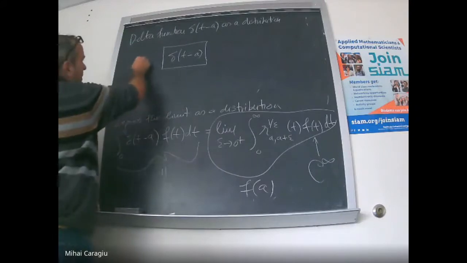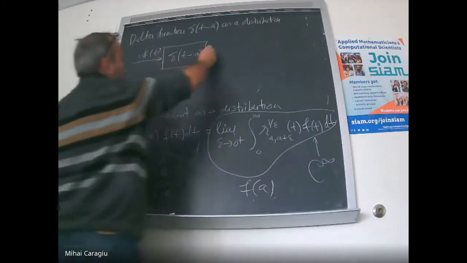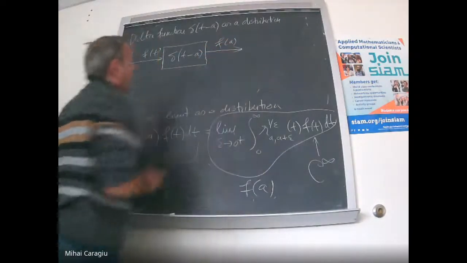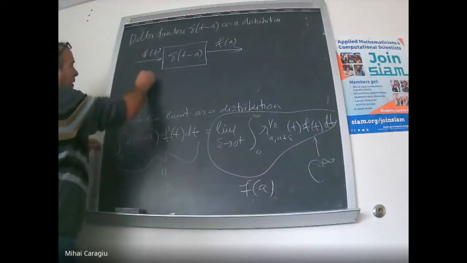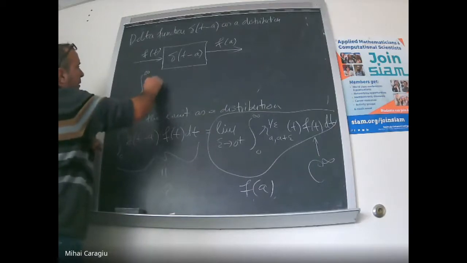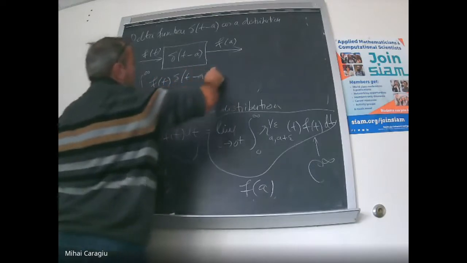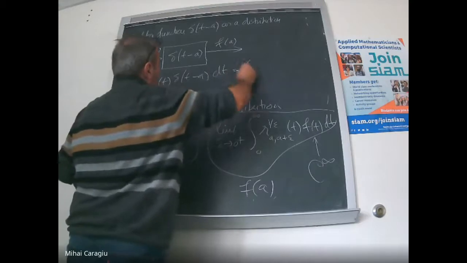It receives as an input a test function f of t and produces as an output the value of the function at a. And in the form of an integral, the integral form of this picture is integral from 0 to infinity of f of t times delta of t minus a dt equals f of a.